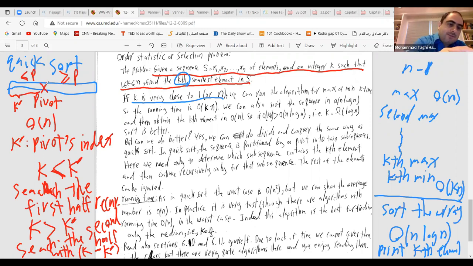When we find the pivot, we know that all the guys before it are less than the pivot, and all the guys after it are greater than or equal to the pivot. So it is partially sorted before and after the pivot. If the k that you want to search is less than the index of the pivot, then we just go to the first half. If it is greater than that, then we know it should be in the second half. We know there were k prime elements less than or equal to the pivot, so we need to remove those guys, find the index k minus k prime, and then recurse on the second part.